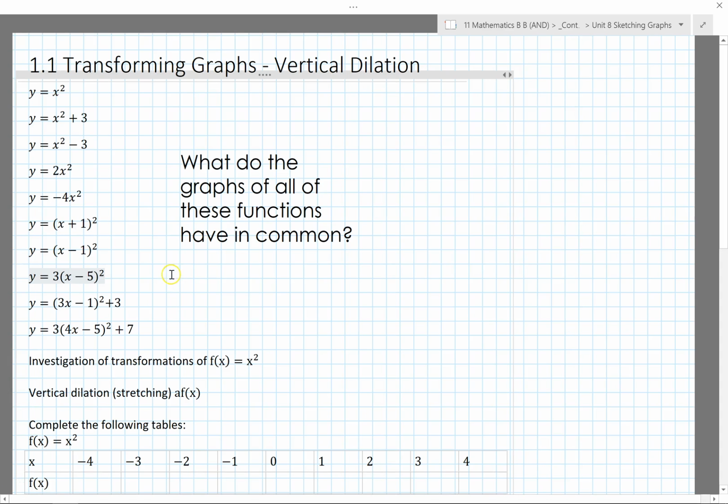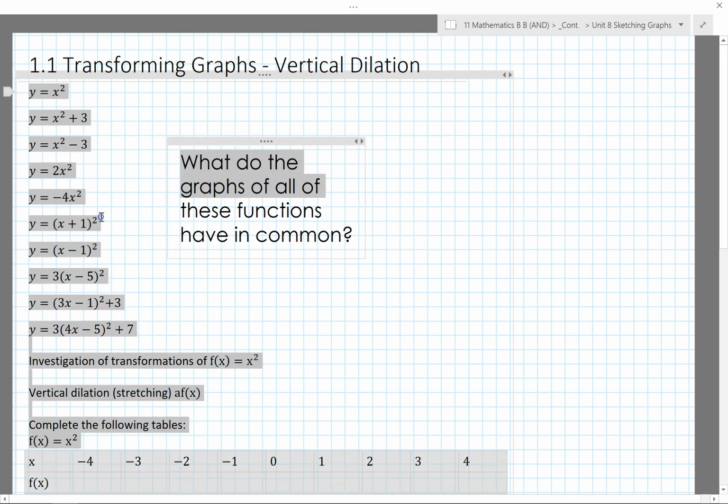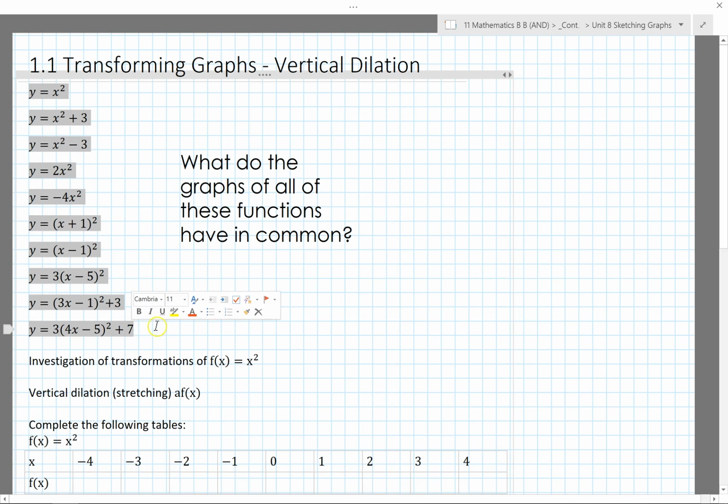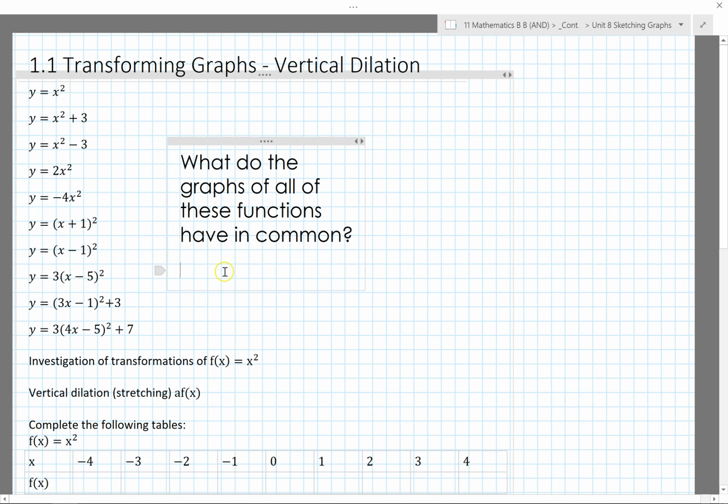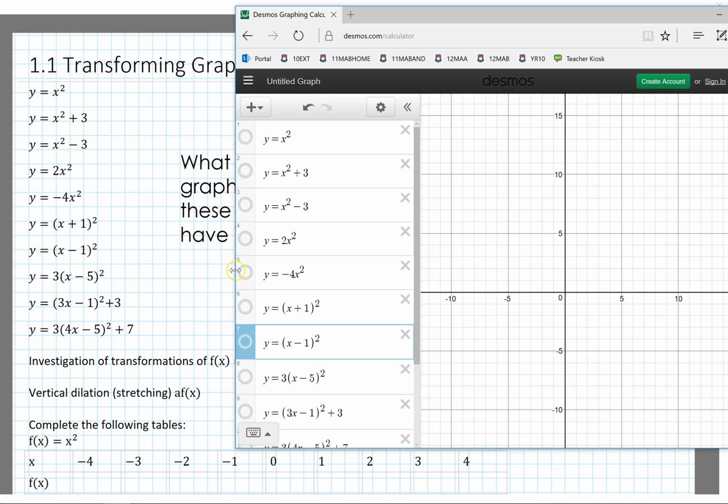This lesson is about transforming graphs. So we're going to look at all the different ways we can transform graphs around. First, we just want to have a look down at all of these highlighted functions and think about if we graph these, what would they all have in common? You might think, I don't have time to graph that. I'm very busy, so I've done that for you.